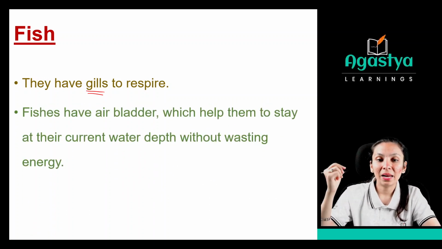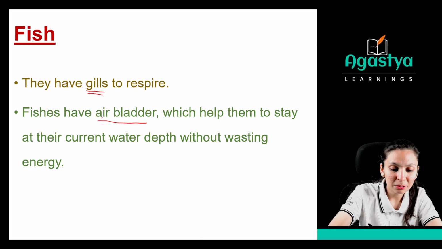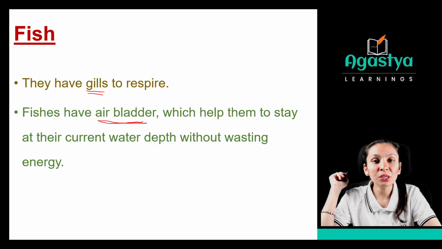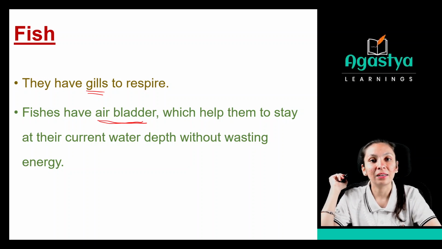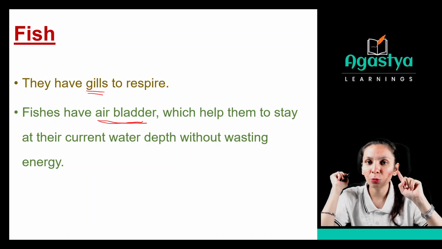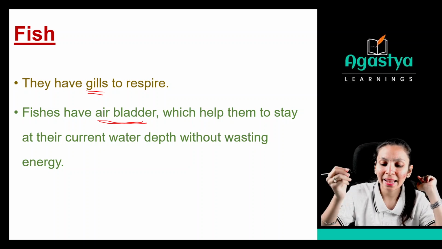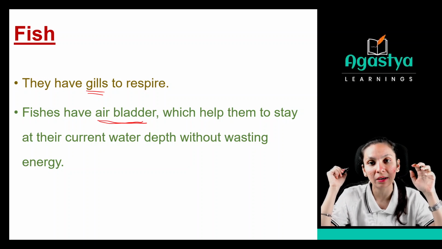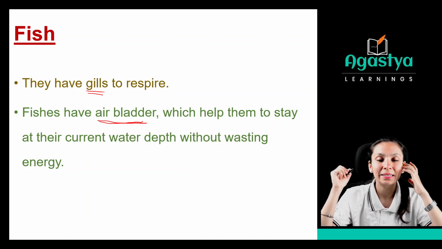Fish have an air bladder. How will you pronounce it? These are the special characteristics of the fish. You have to remember this one. This fish has the air bladder. Now, what do you mean by the air bladder? It is something related to air, no? So this air bladder will help them to stay at their current water depth without wasting energy.